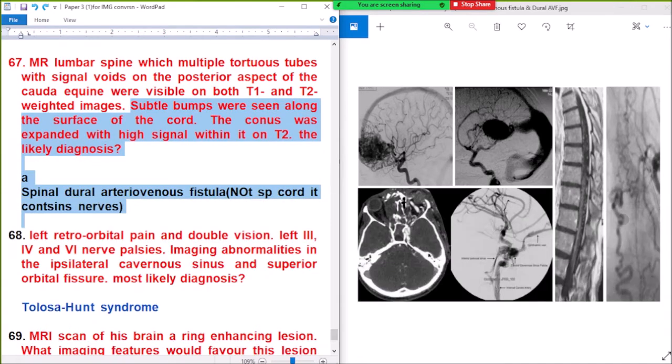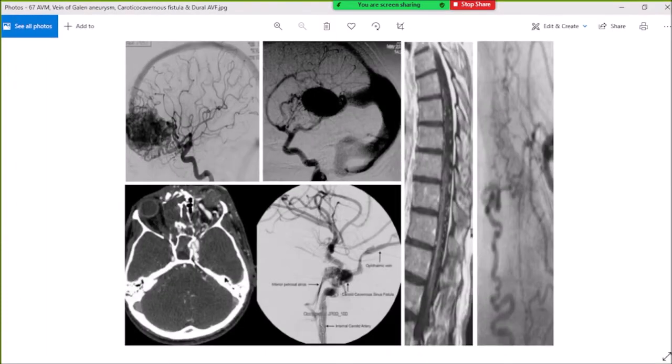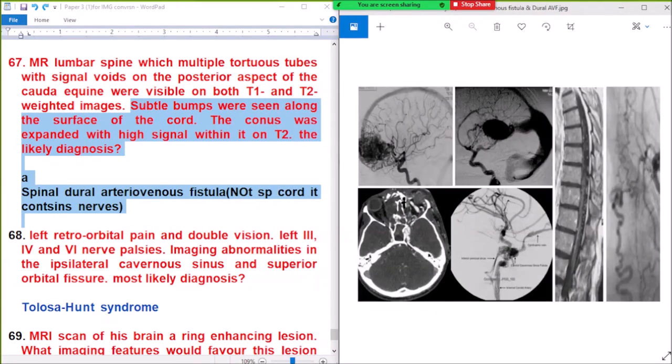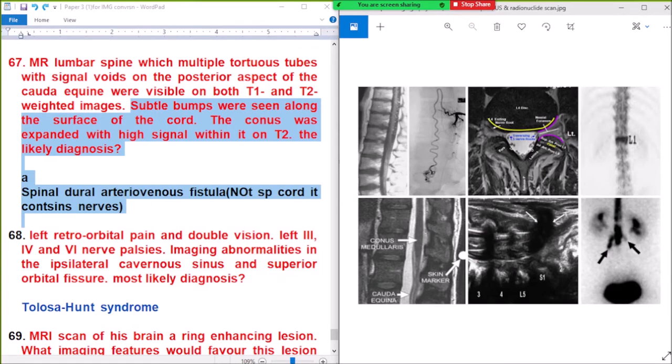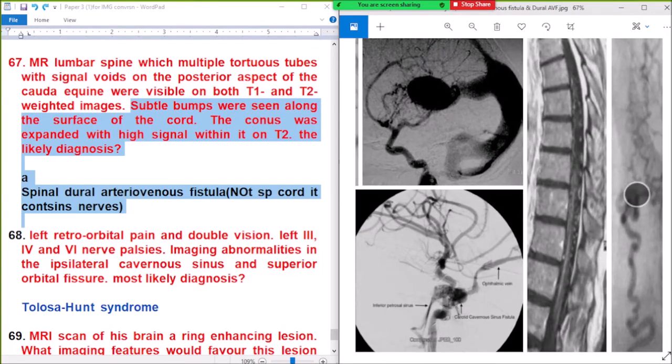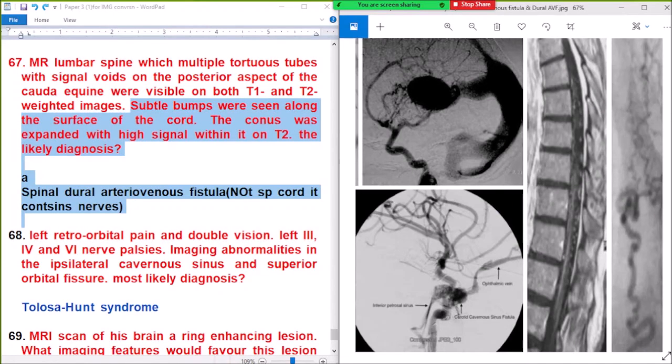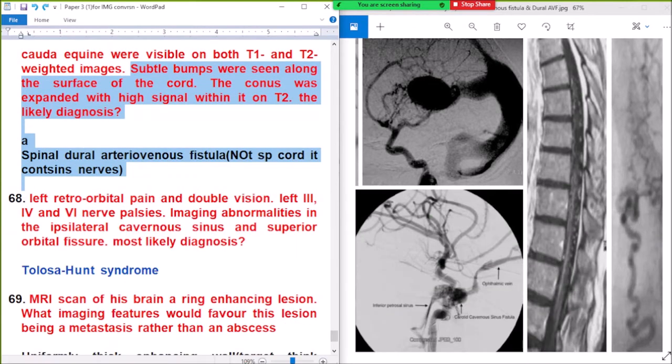The MRI cervical spine shows multiple tortuous tube-like signal voids on the posterior aspect of the spinal canal, on both T1 and T2, and subtle bumps were seen along the surface of the cord. The cord was expanded, most likely diagnosed as spinal dural arteriovenous fistula.